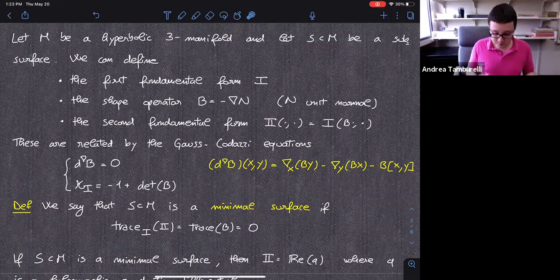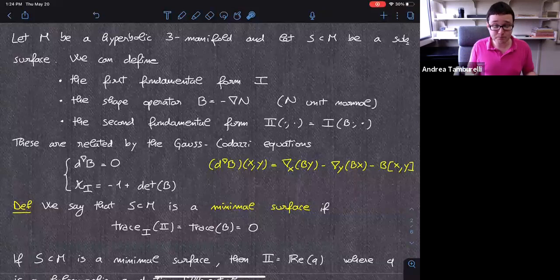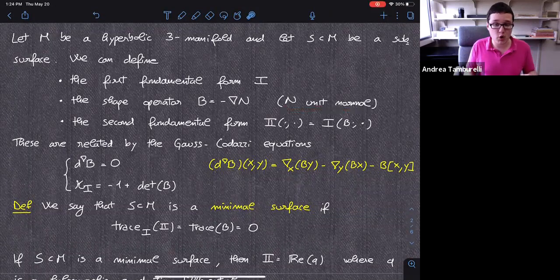immersed inside M. And exactly like when you study surfaces inside Euclidean space, you can define the first fundamental form, which is simply the induced metric on the surface. So it's the metric induced by the ambient hyperbolic metric on M. You can define the unit normal. So at each point on the surface, you have a direction normal to the surface with unit length. And you can define the shape operator as the derivative of this normal vector field, where nabla is the Levi-Civita connection for the first fundamental form.